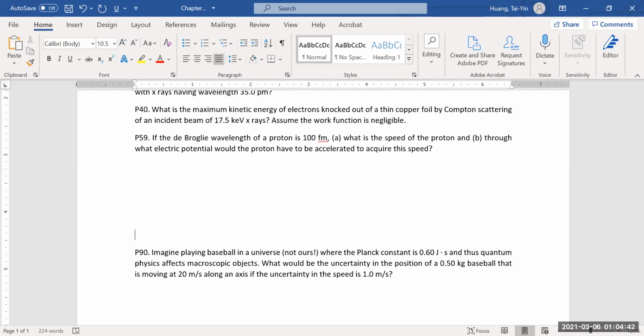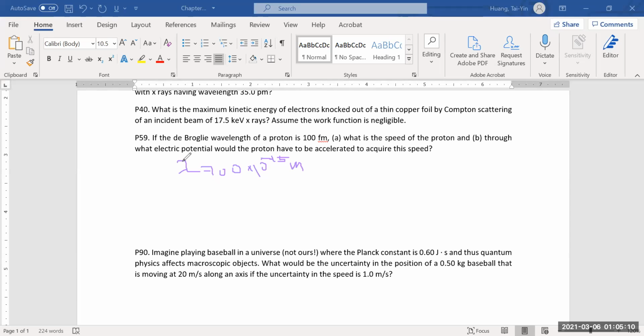So basically, we are treating this proton as a wave, and it has a wavelength, which is called the de Broglie wavelength. That is 100 times 10 to the negative 15 meters. So this is the information we're given. Based on that information, we need to figure out the speed.